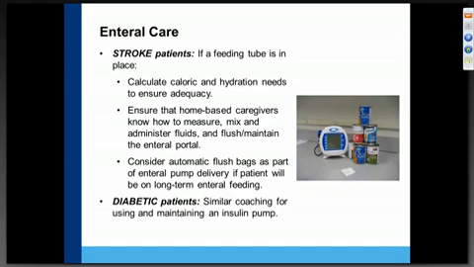And when we're looking at diabetic patients, similar coaching if they're using an insulin pump. And that, again, requires a specific area of expertise beyond the scope of what we're talking about in today's presentation. But something that we know that we would need more understanding about to be able to coach them. It's not something we typically do that much. They usually have a specialist working with them in that area.